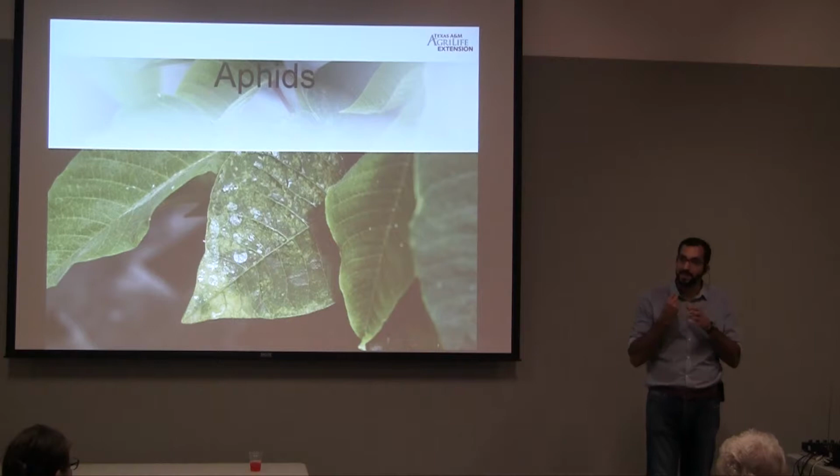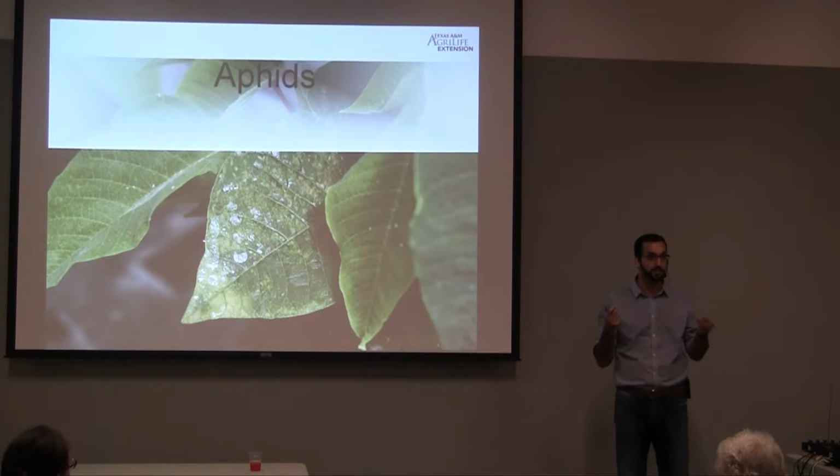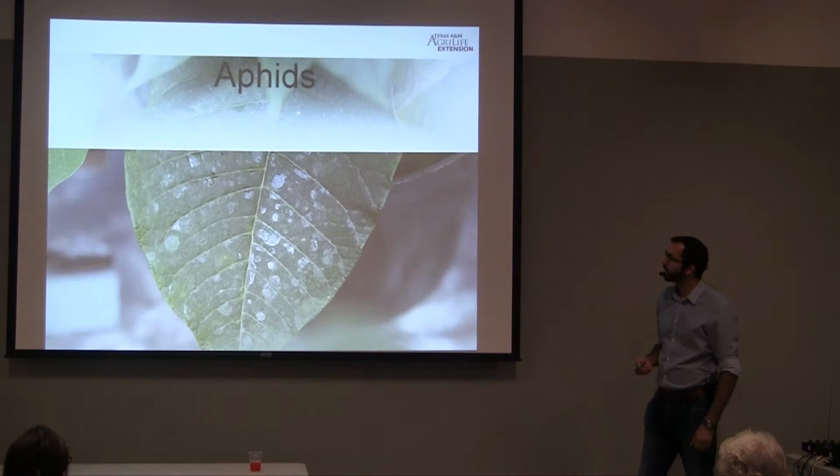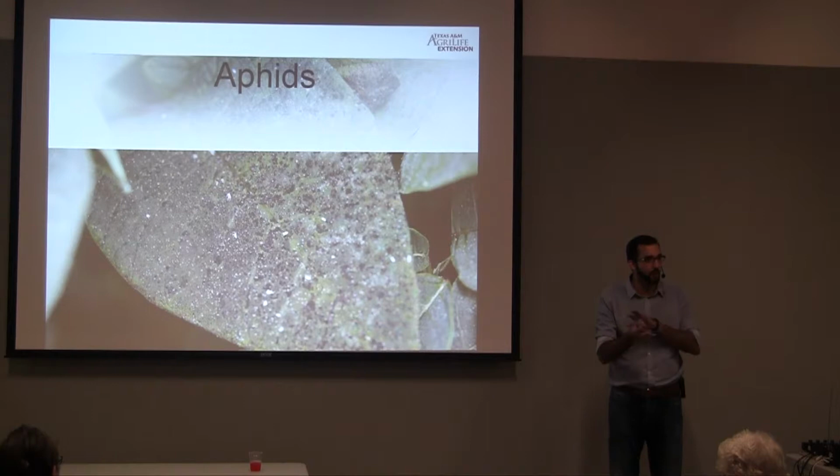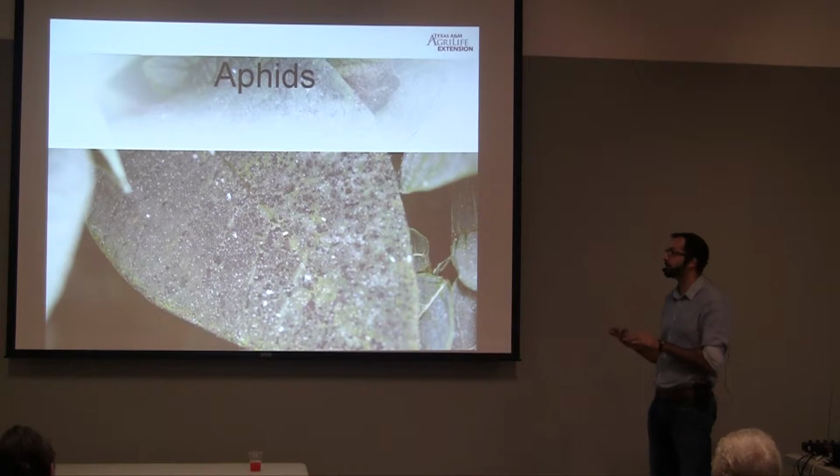And that is called honeydew. It's basically just a sugary solution. They excrete that, and it goes on these leaf surfaces and makes it all shiny. You can also see it right here. And eventually, sooty mold will grow on top of that sticky stuff. That's when you get those black surfaces. That reduces the photosynthetic ability of the plant, which can harm its growth and potentially kill it, but usually it really harms its growth.